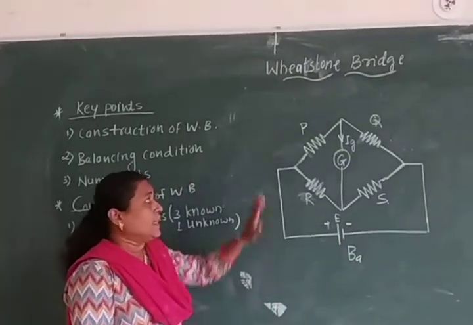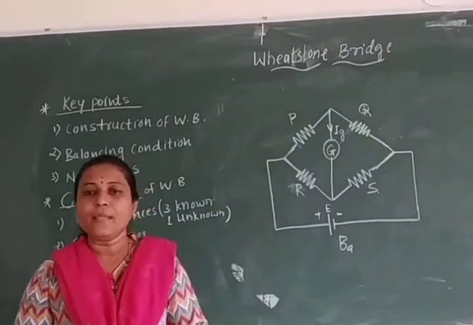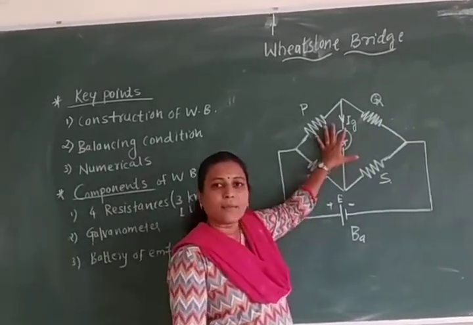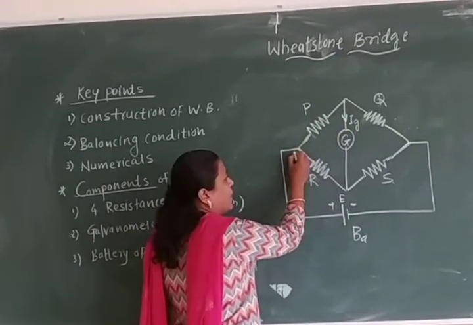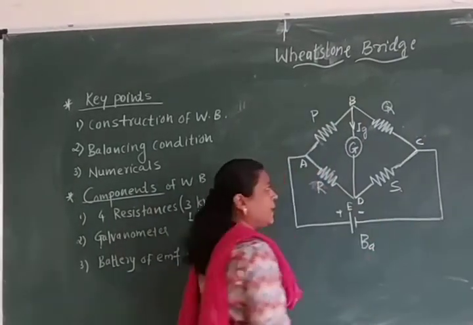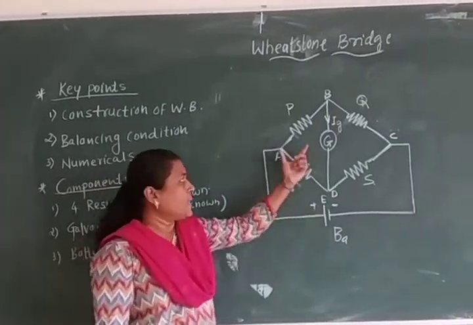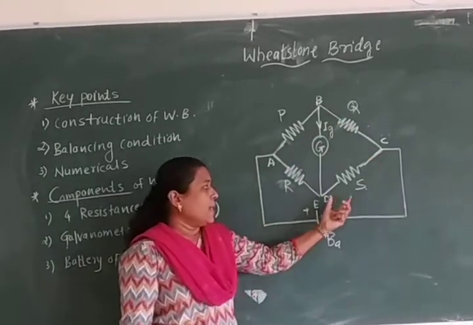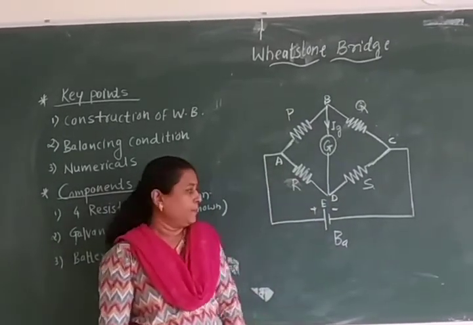Now see here, this Wheatstone bridge network is just like a kite, the patang. When we observe the structure of this Wheatstone bridge, it looks like a kite. Now, see here, we can give the points A, B, C and D. In between these node points, various resistances are connected. P is connected between A and B, Q is connected between B and C, S is connected between C and D, and R is connected between A and D.